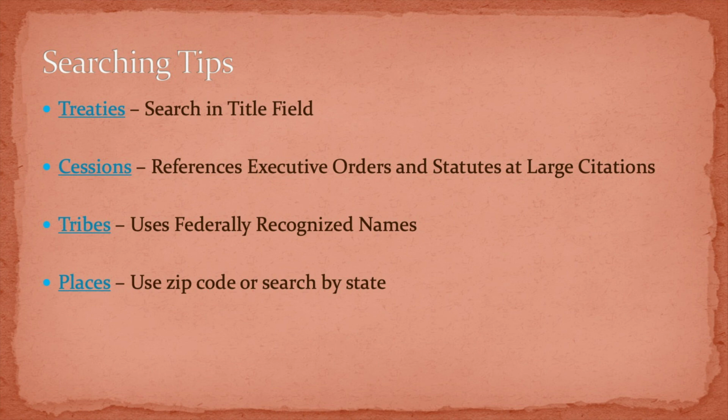When searching the treaties portion of the website, search in the title field. When searching in the sessions portion, make sure to make note of any references regarding executive orders and statutes at large, just in case you need to do further research. When searching the tribes portion, remember you can use the federally recognized names of tribes, but also remember that the names used in that portion may not be the names the tribes prefer to use for themselves. And lastly, make sure you check out the places portion of the website. Enter your zip code or any zip code that is covered in the map that we looked at to see what land cessions are in your area.